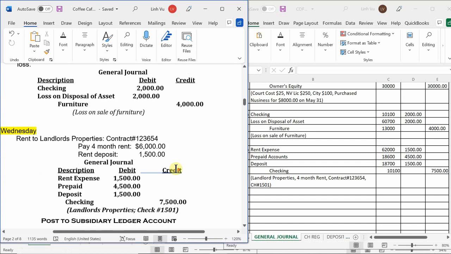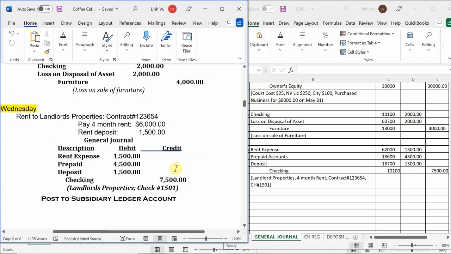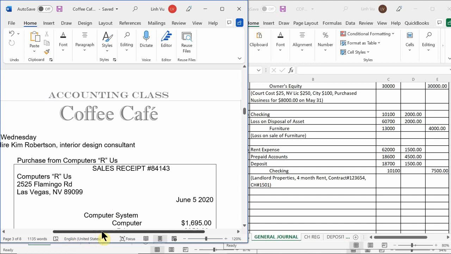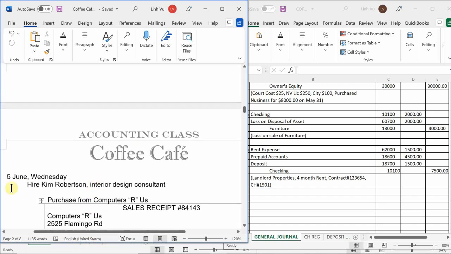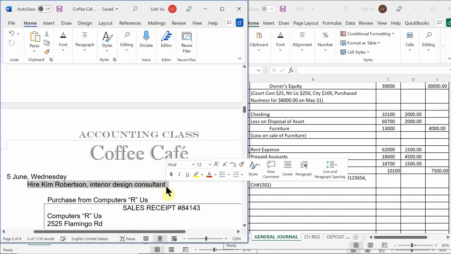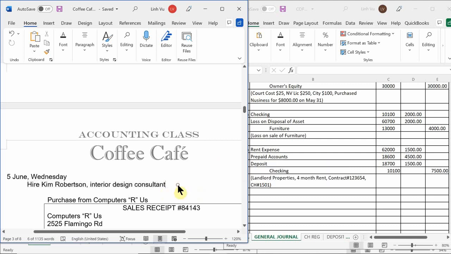All right. So let's see what is next. Okay. So here we decide to hire Kim Robinson to do some interior design consultation. I'll be back, my dog is crying. Okay, no worries. In this case, if I hired Kim Robinson to take a look at my store and give me some ideas for how to design my store, do I need to journalize this transaction?